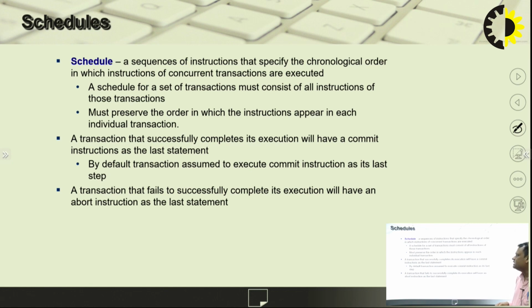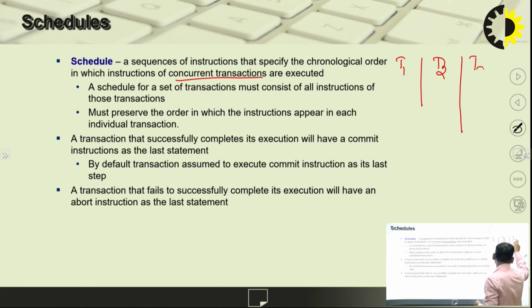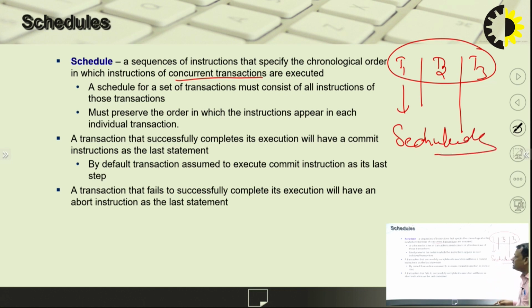Schedule of the transaction is basically the sequence of instructions that specify the particular sequence in which instructions of the concurrent transactions are executed. First transaction T1, second transaction T2, and third transaction T3. Arranging them in a particular sequence is known as a schedule.